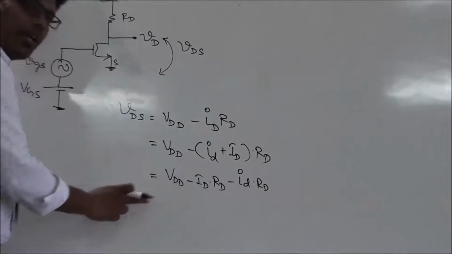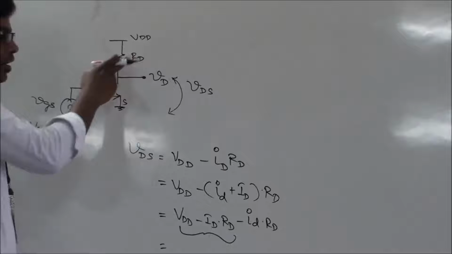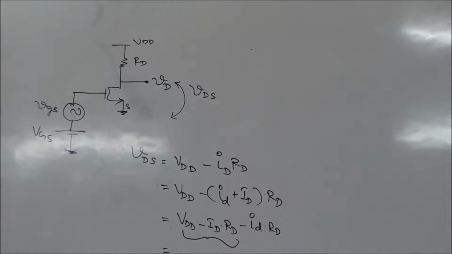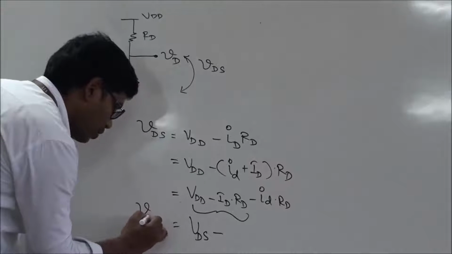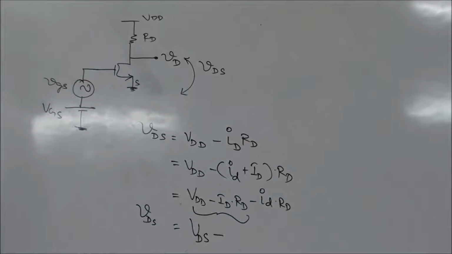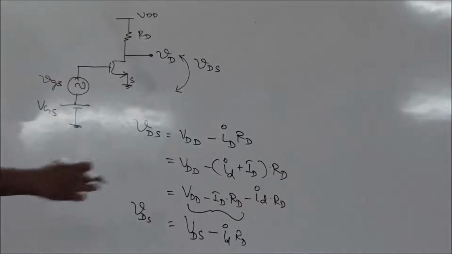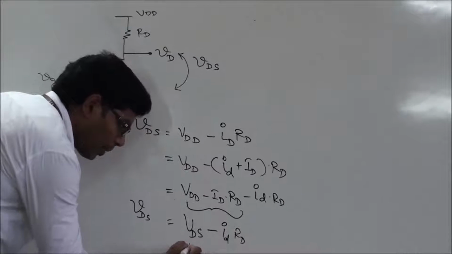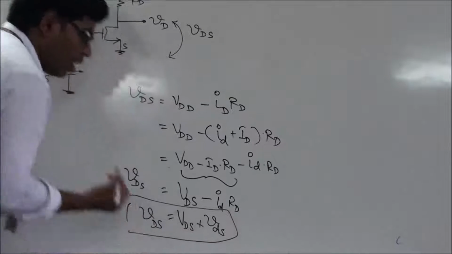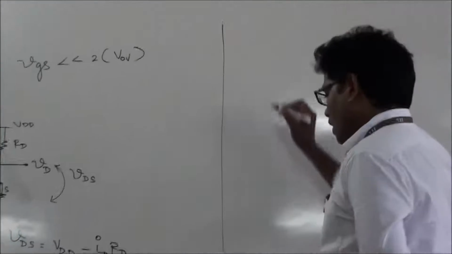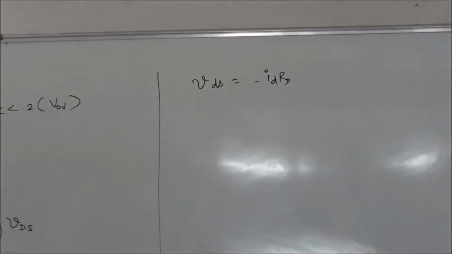Again, capital VDD minus ID RD. This is nothing but VDD minus the drop across the resistor, which is my capital VDS. So it becomes capital VDS minus small id into R, and see, this is small v capital DS, which means the summation of these two. Still I can rewrite this as capital VDS plus small vds, can I do like this, provided this small vds is minus id into R. Correct?